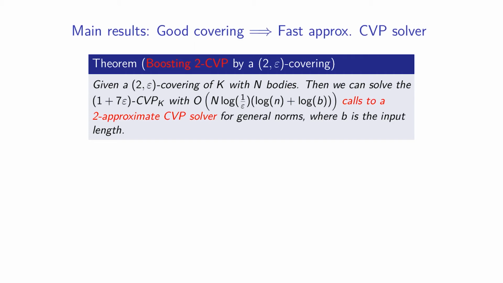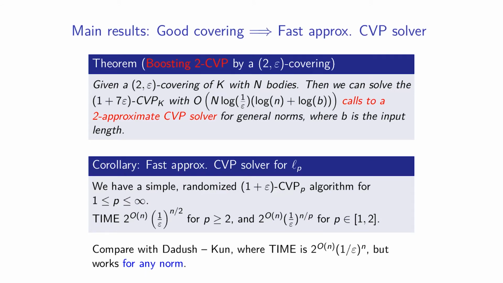Okay, so again, let me stop here. So here, instead of a 1 plus epsilon CVP solver, you're calling a 2 approximate CVP solver. Remember, at the bottom of this page, I wrote the Dadush and Kuhn result.